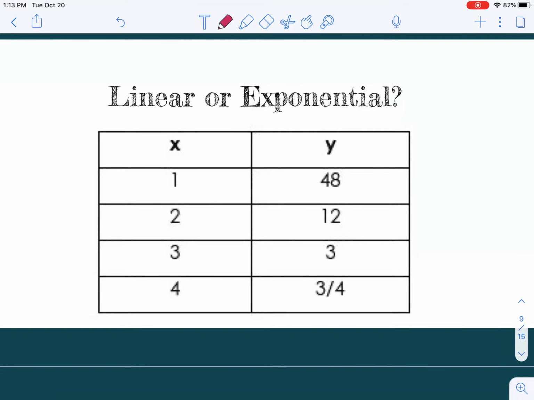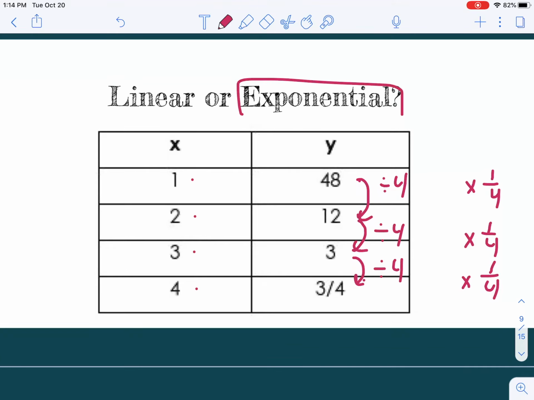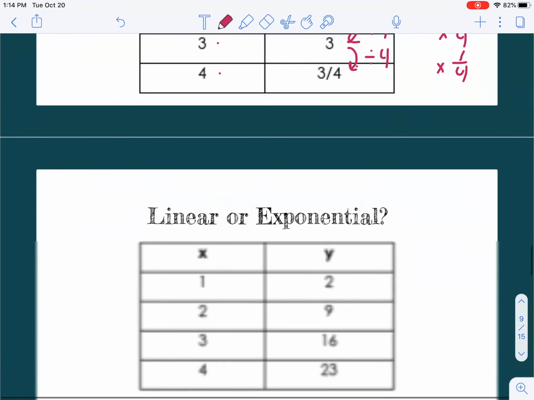The next table, our x's are going up by 1s, and our y's looks like it's dividing by 4. Divide by 4. From 48 to 12, 12 to 3, divide by 4, and from 3 to 3/4, we're dividing by 4. Another way of saying this is multiplying by 1/4. So you can write this as divide by 4 or multiplying by 1/4. But because of that multiplication and division pattern, this would be an exponential function.